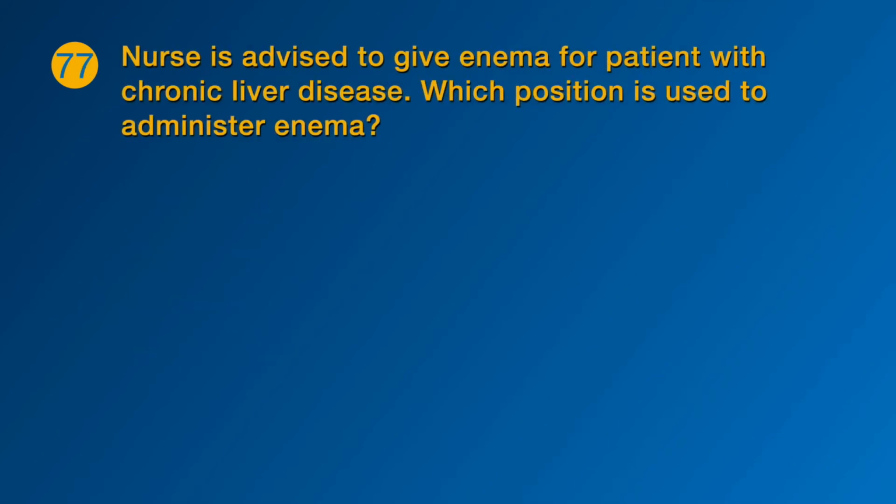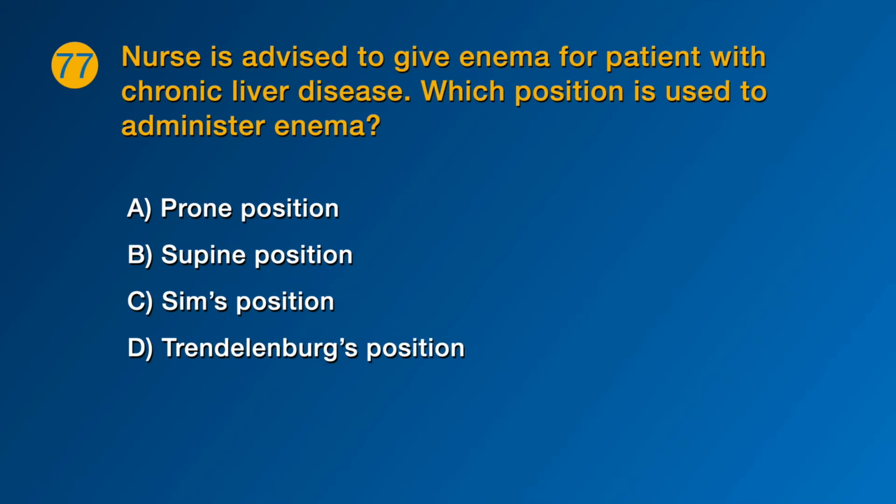Next question is, nurse is advised to give enema for patient with chronic liver disease. Which position is used to administer enema? Options are prone position, supine position, Sims position and Trendelenburg's position. So answer is C, Sims position. This position helps to retain enema in colon, and left Sims position provides natural direction of colon for solution.